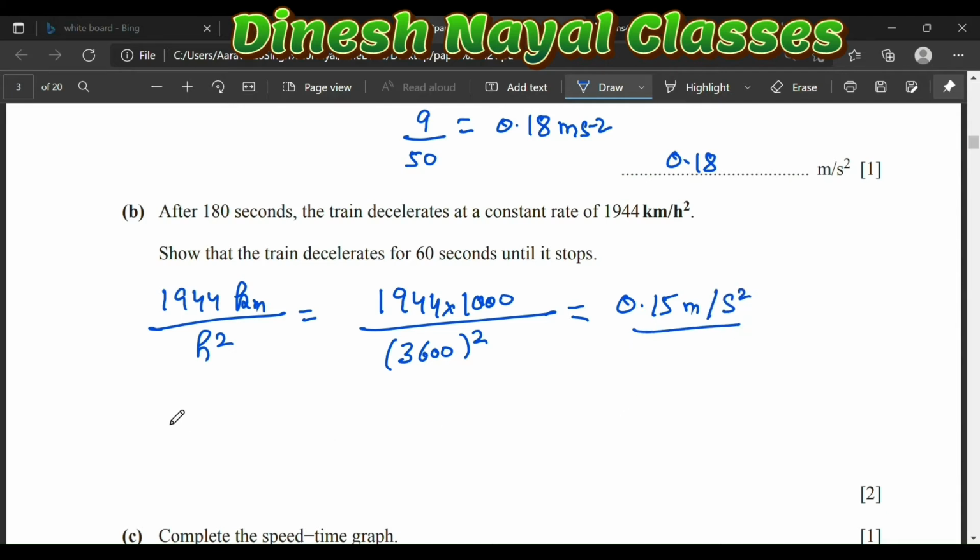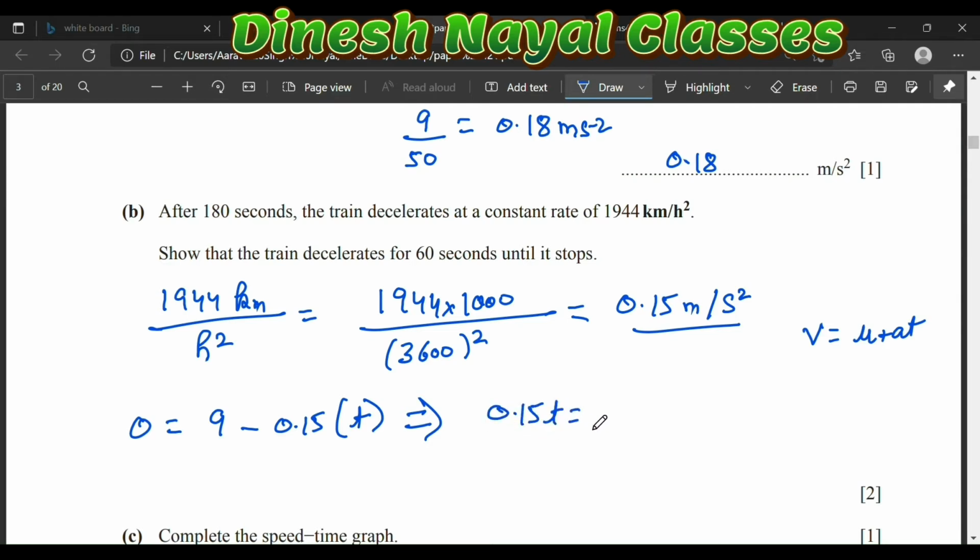Now using the first equation of motion, v equals u plus at. We know that the initial velocity u is 9 meters per second and the final velocity is 0. Substituting the values, 0 equals 9, and we take a as minus 0.15 since the train is decelerating. So it's minus 0.15 t. So the time will be 9 upon 0.15, which equals 60 seconds.